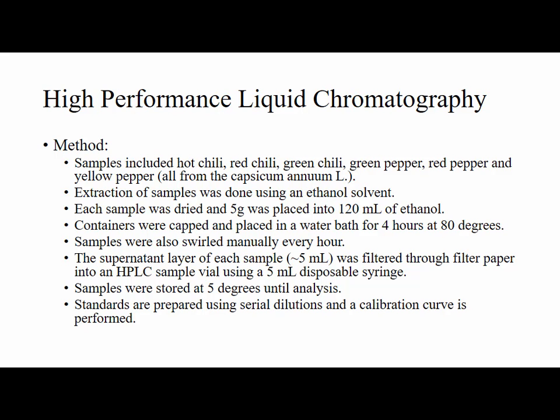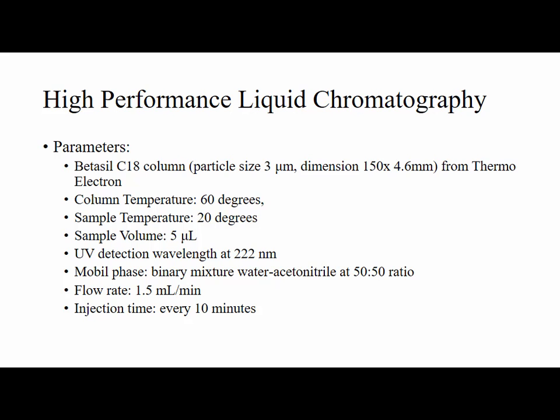All right, so this method, a couple things to note. They did use an ethanol solvent, and they swirled it manually every hour, and they then extracted the supernatant of these samples and put them into HPLC vials for analysis. They also used standards which were prepared using serial dilutions to prepare a calibration curve. All right, these are some of the parameters for this machine.